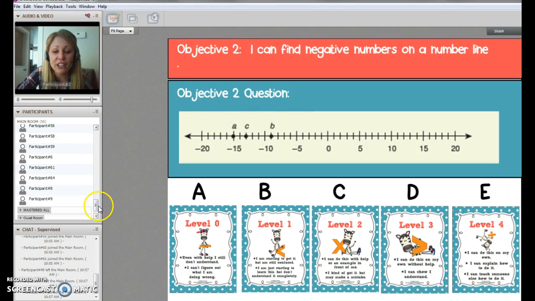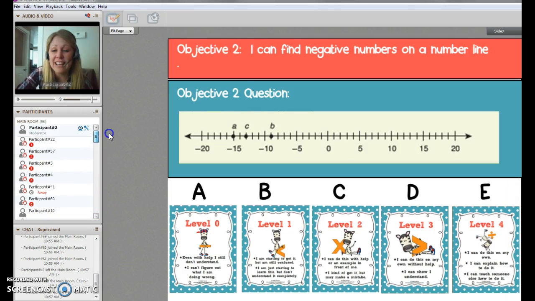All right. Objective 2. Let me clear your other responses. The objective is I can find negative numbers on a number line. So go ahead, give me an answer. How do you guys feel about that? And go. I can find negative numbers on a number line. Shouldn't take us very long. So hustle and put it on there.